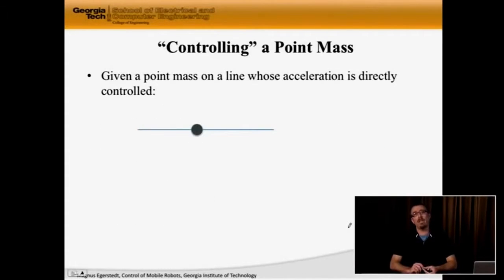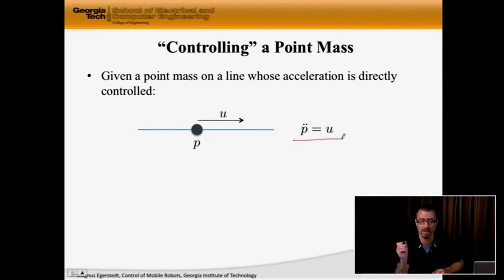So let's start with what I want to call the world's easiest and simplest robot. This is a point mass. It's just a mass on a line, and I can immediately control the acceleration. So if u is our control input and p is the position of the robot, then acceleration, which is the second derivative of the position, is just p double dot equals u.